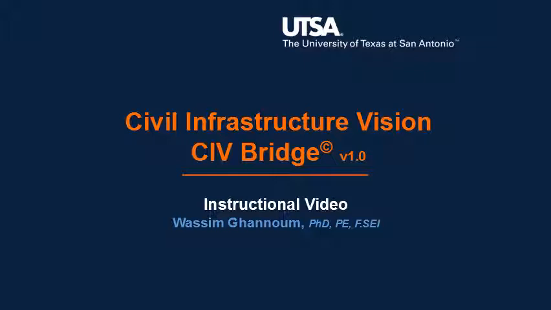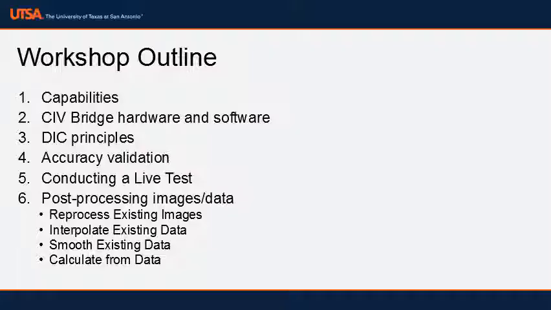The system, I remind you, has been developed at UTSA by myself and my research group. So the outline here is I'll start first talking about the capabilities of the system, all the hardware and software components of it. I'll talk a bit about the digital image correlation principles that lead to the system's functionality. I'll talk about some accuracy validations that we've done both in the lab and in the field on the system. And then I will move into how do you conduct a live test. So how do you measure deformations on a bridge live?